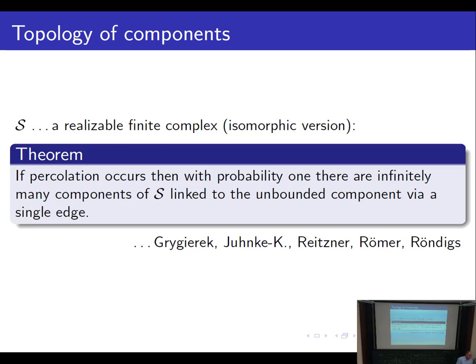And this was the last thing we could prove. If percolation occurs, then you will find your favorite simplicial complex, finite complex, infinitely often, linked via a single edge to your giant component. So the giant component looks somehow like, say, a hedgehog. It has a large number of spikes, and on these spikes there are all these components, these finite complexes you're looking for. And infinitely often with probability 1.